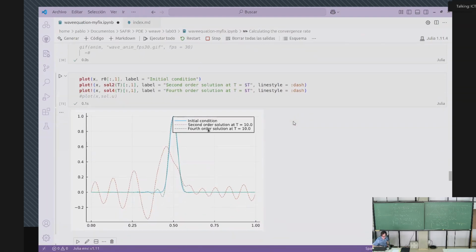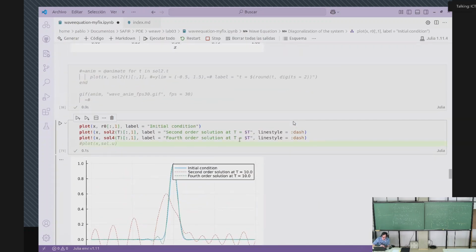So this, for example, is what happens after you evolve up to t equals 10. You see that the second order operator completely broke down. All the waves are all over the place, right? Maybe if we waited some very, very long time, they would all come back together and form again the initial data, but it's not going to happen anytime soon. And this is the solution at fourth order, okay?